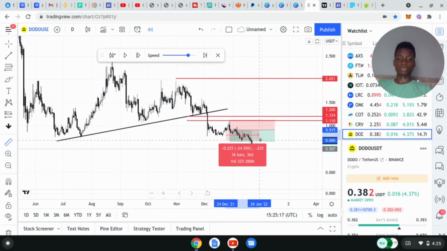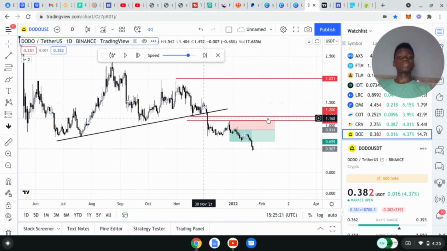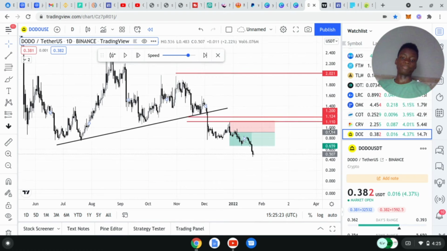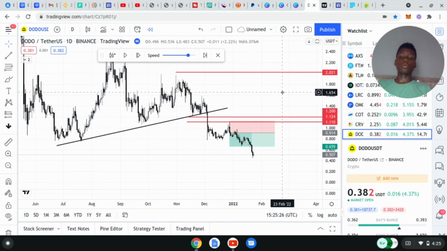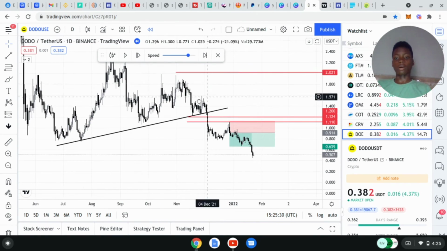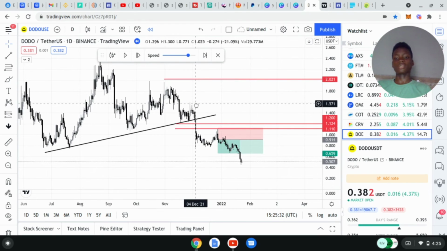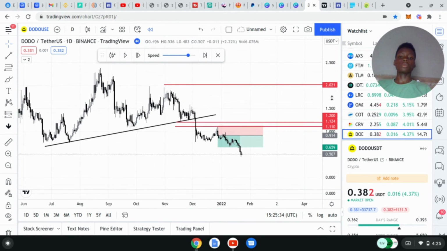So it took quite long, in about a month or so. Though this is just an example on the daily time frame. If you're a day trader, you can also use this technique on the 1 hour time frame, the 4 hour time frame, even the 15 minutes and the 5 minutes time frame. It's the same technique everywhere. You just need to know your rules.